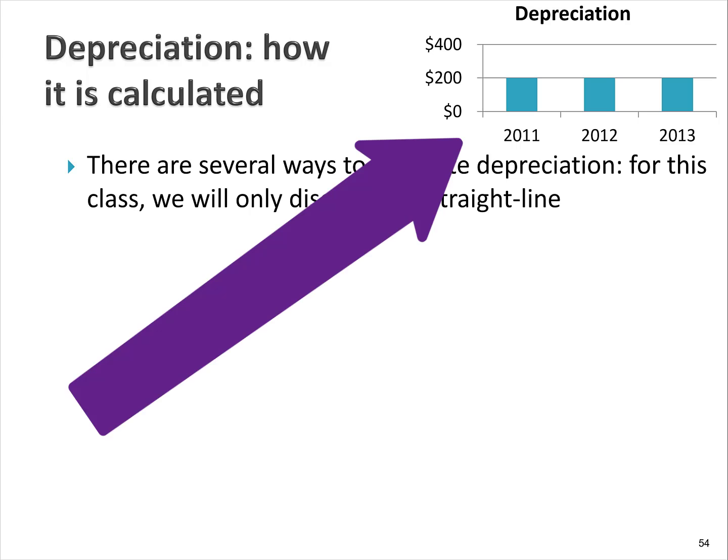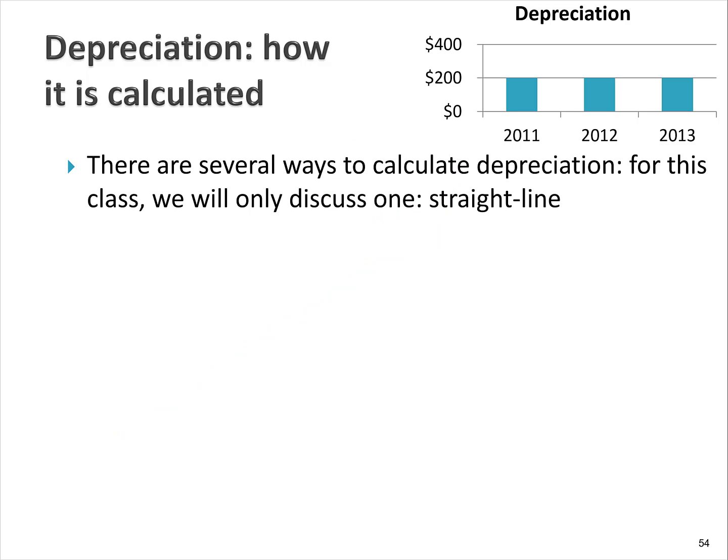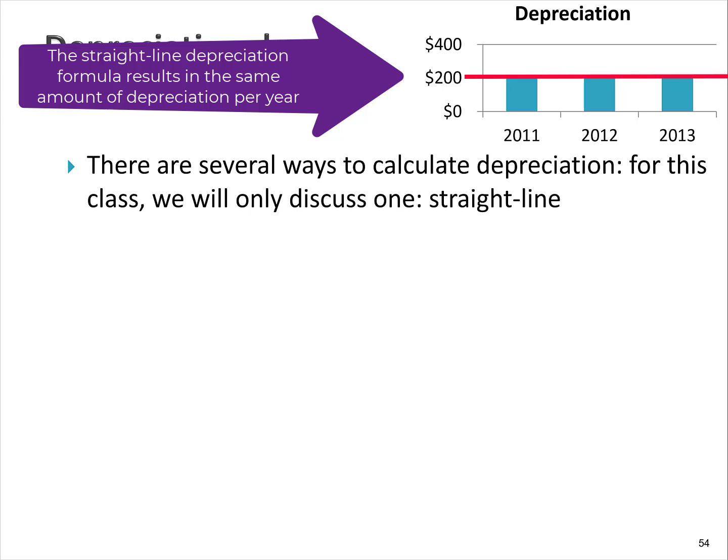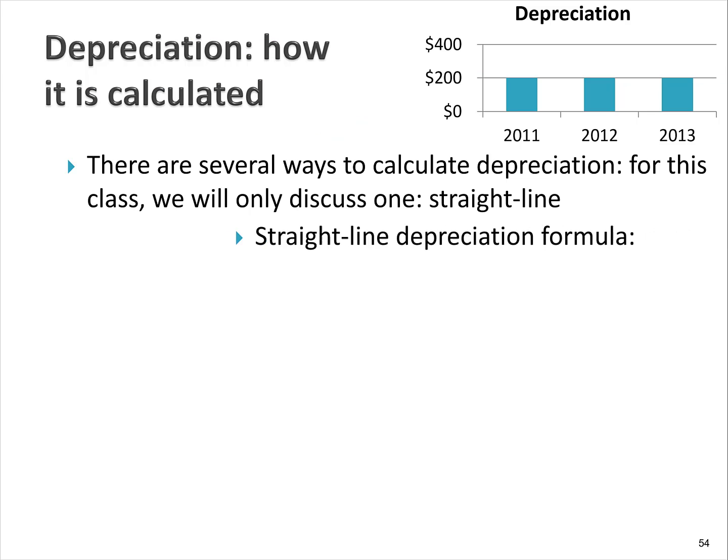Now look at the graph up above, and it's representing the depreciation expense for an asset. And it looks like it's $200 every year. So notice how if you drew a horizontal line connecting the top of each of the bars, it's just a straight line. That's why they call it straight line depreciation, because it turns out to be the same amount every year, no matter how much you use the asset. So let's look at the formula.